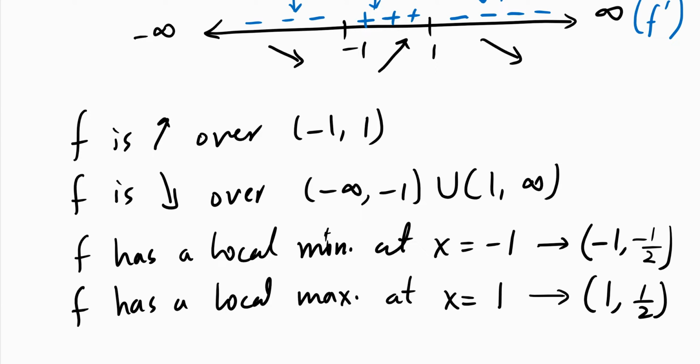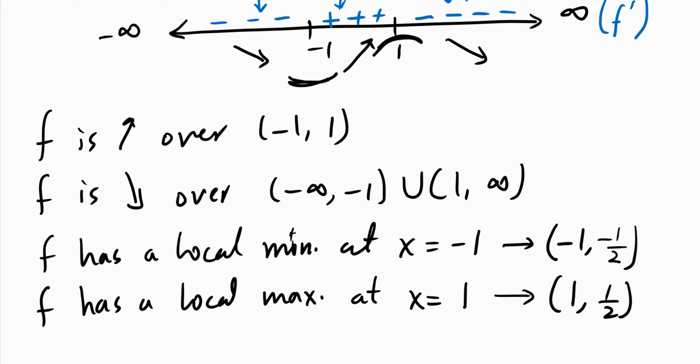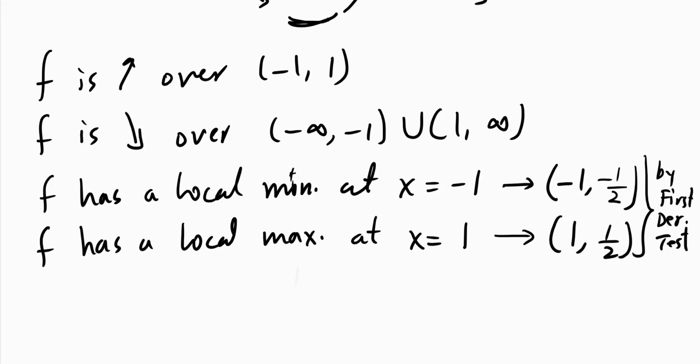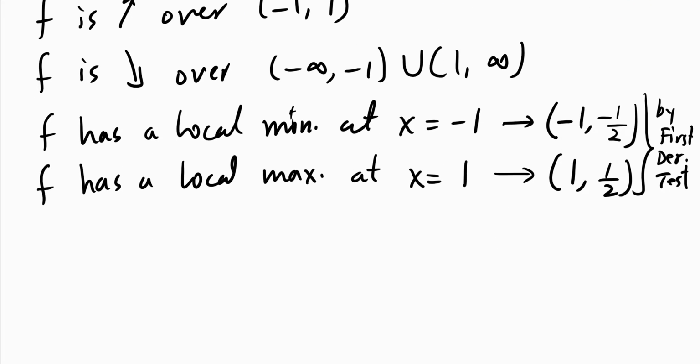I saw these on the number line, how there's a local min at this point and a local max at this point. It's confirmed by the first derivative test. So you can say by first derivative test. That's what this is. So from the first derivative, I'm going to move on to concavity.